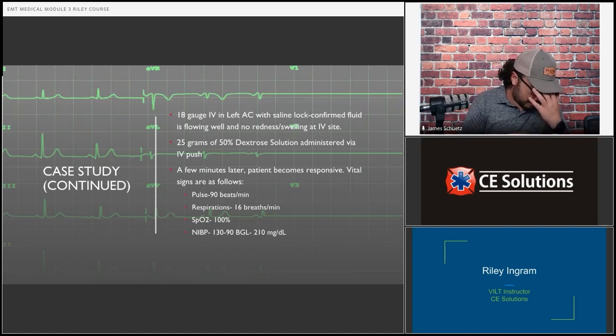Okay. So we have to make sure it stays in the veins, it stays in the bloodstream, and it doesn't go anywhere else. Okay. So that's why we go ahead and push some saline through there, make sure that our line is flowing really good. There's no irritation. There's no red flags whatsoever. Because if we have some type of infiltration with that IV line and we push that D50, bad things are going to happen. Okay. We're going to push the 25 grams of 50% dextrose solution administered via IV push.